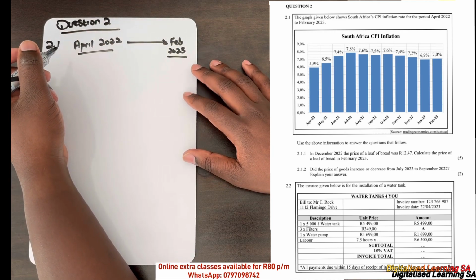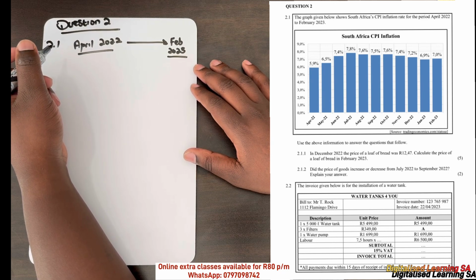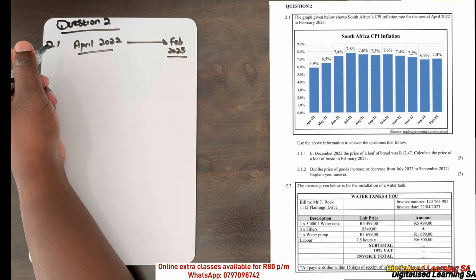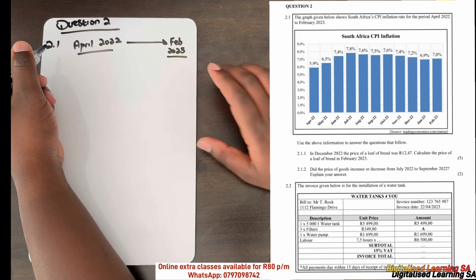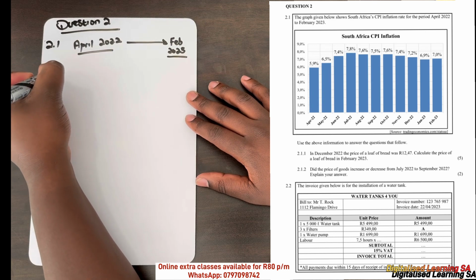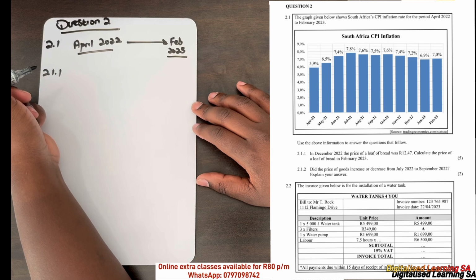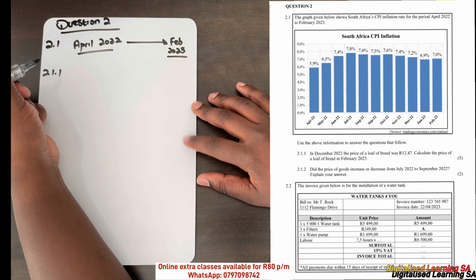So we can see that on our y-axis we have percentages, and then on our x-axis we have months. Okay, so we are told to use the information above to answer the following questions. So we'll start with question 2.1.1. Question 2.1.1 says that in December 2022, the price of a loaf of bread was 12 rand 47 cent. And then calculate the price of a loaf of bread in February 2023.